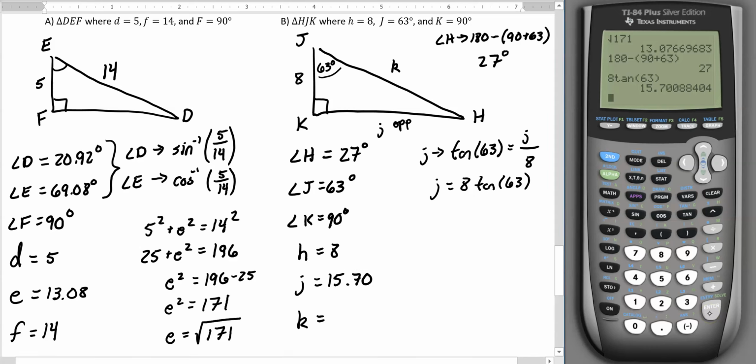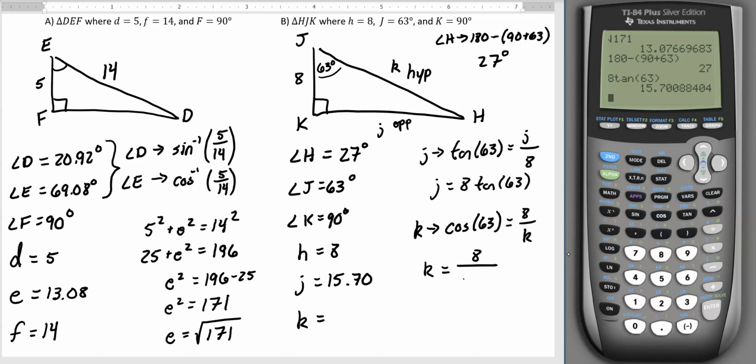And now for side K, that would be our hypotenuse. 8 is still our adjacent. Adjacent over hypotenuse would be cosine. All right, so cosine of 63 equals my adjacent 8 over my hypotenuse K. So that tells me that K is going to equal 8 divided by the cosine of 63. 8 divided by the cosine of 63. And if we did this right, it should be our largest value yet. Yes, 17.62.